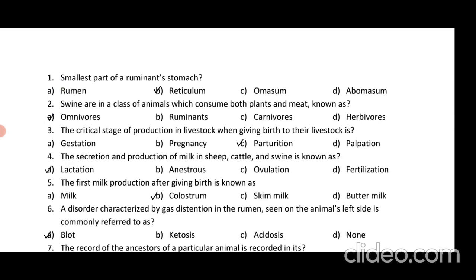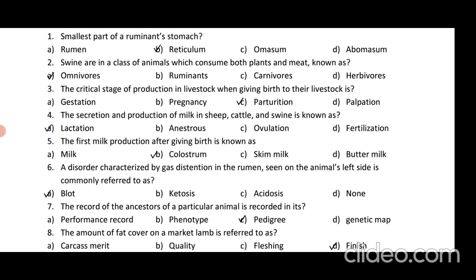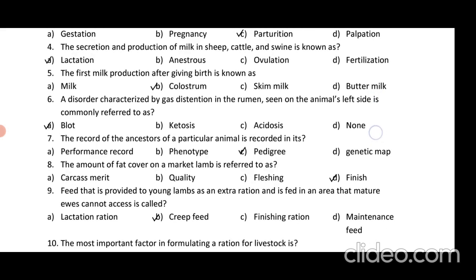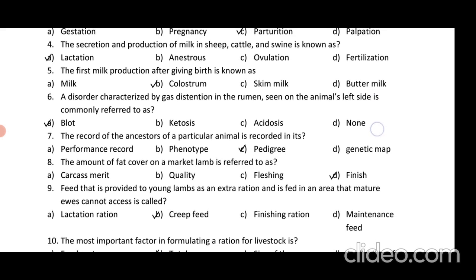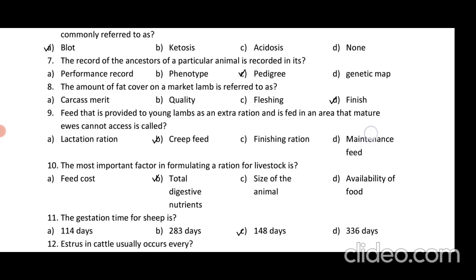The record of ancestors of a particular animal is recorded in its pedigree. The amount of fat cover on a market lamb is referred to as finish. Feed that is provided to young lambs as an extra ration and is fed in an area that mature ewes cannot access is called creep feed. The most important factor in formulating a ration for livestock is total digestible nutrients, or TDN. The gestation time of sheep is 148 days.